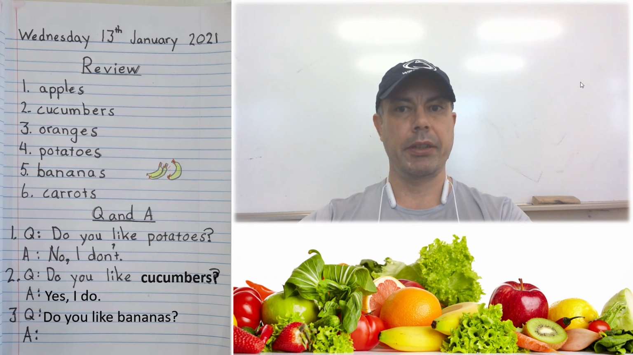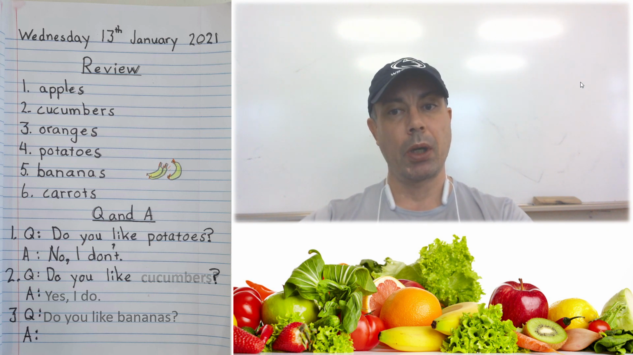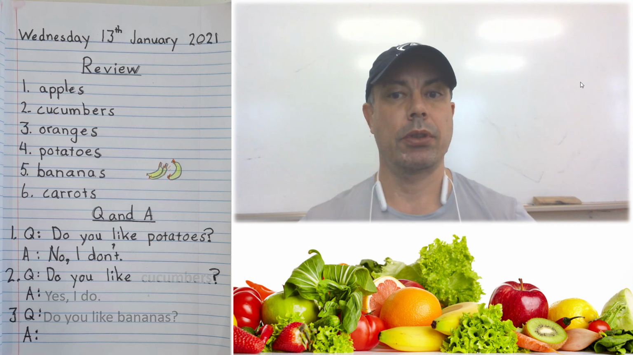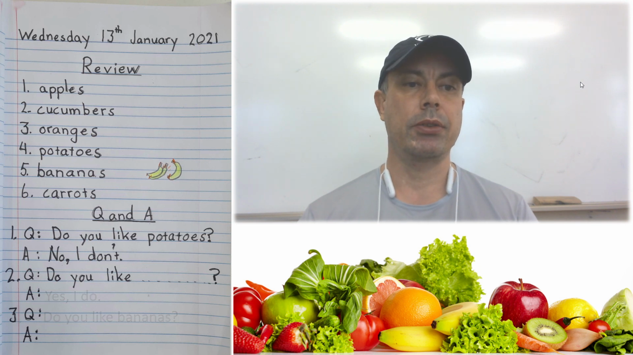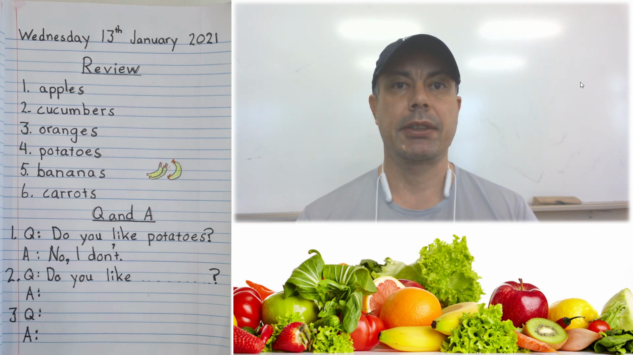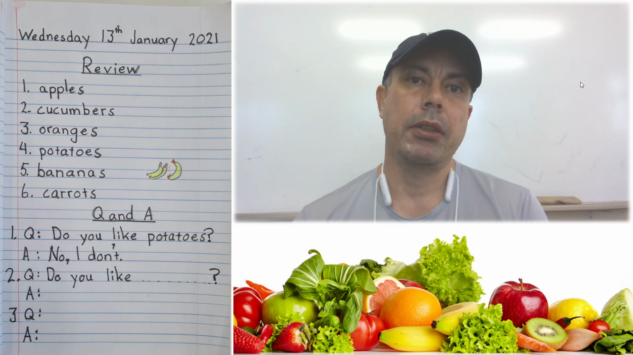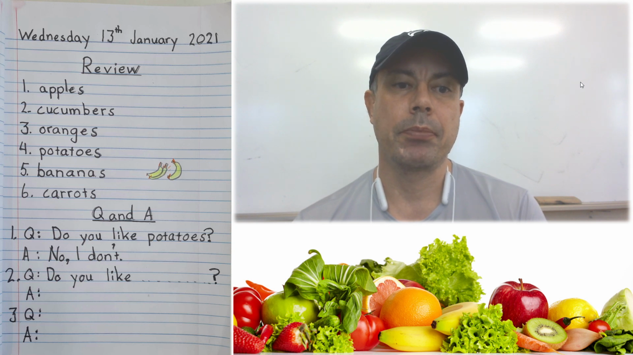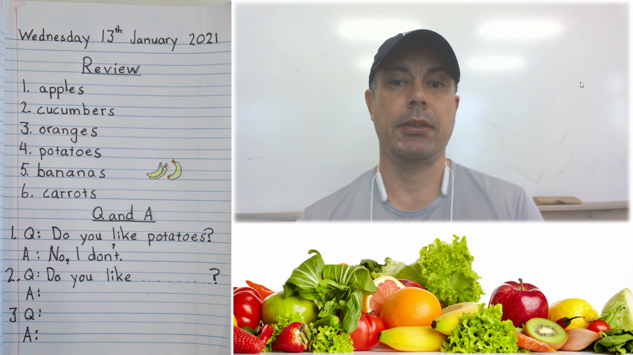So we're writing today's date, and today is Wednesday, the 13th of January, 2021. And the title is Review. We start writing in the vocabulary. 1. Apples. 2. Cucumbers. 3. Oranges. 4. Potatoes. 5. Bananas. 6. Carrots. And if you want to, you can make a small picture as well. And then we will write Q&A and underline it.